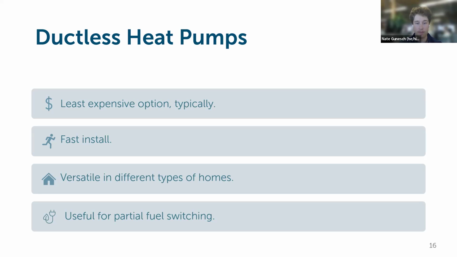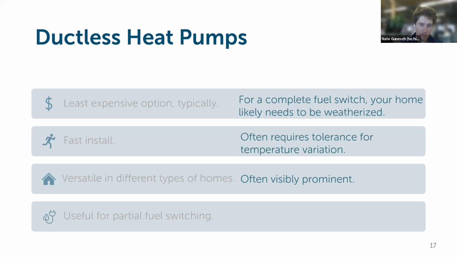You can run just the heat pumps in the shoulder seasons and our colder fall and spring days, and then do a split between what you already have and one or two ductless heat pumps in your home. Some other notes here. As I've mentioned, for a complete fuel switch, your home likely needs to be weatherized, right?